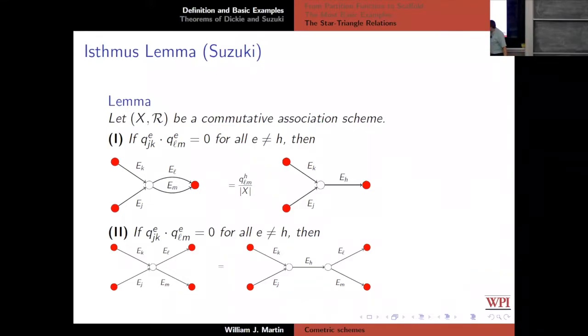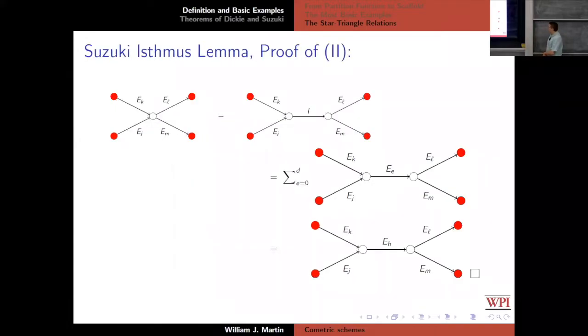And likewise here, if for all H, if all E except H, QJKE is 0, or QLME is 0, or both, then I can just split that node and put an H in there. And now the proof is going to be entirely in terms of diagrams. I haven't proven all the little bits and pieces, but I hope that I can wave my hands a little bit and have you believe that.